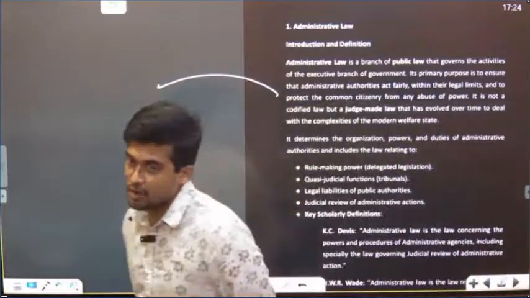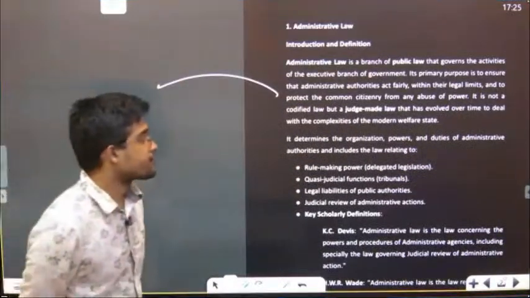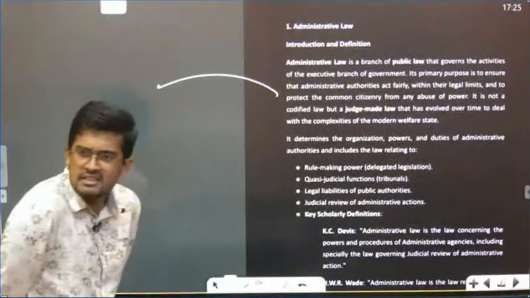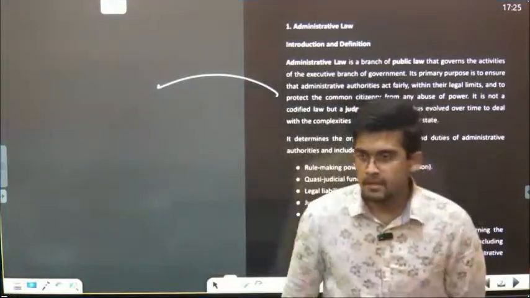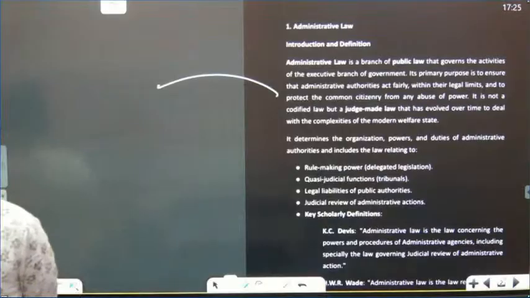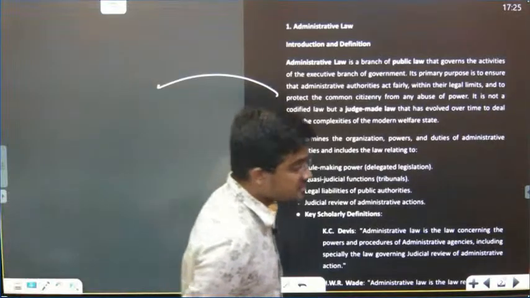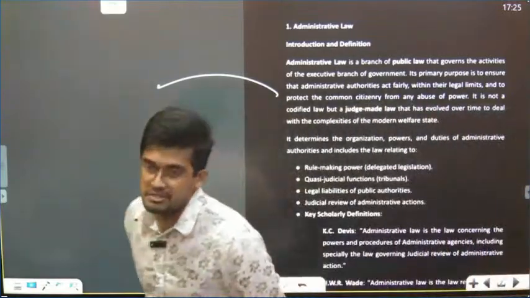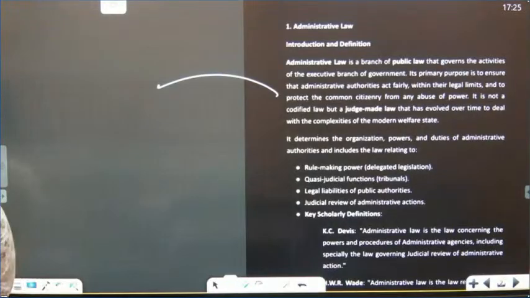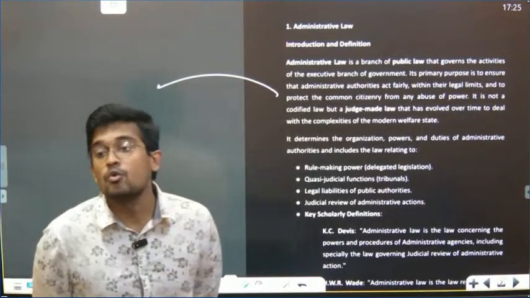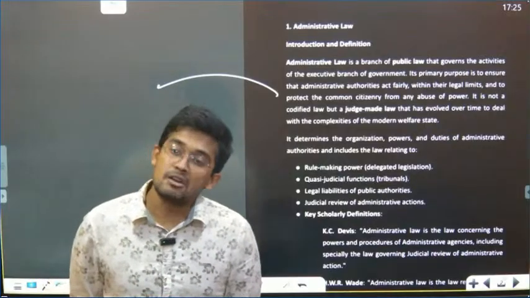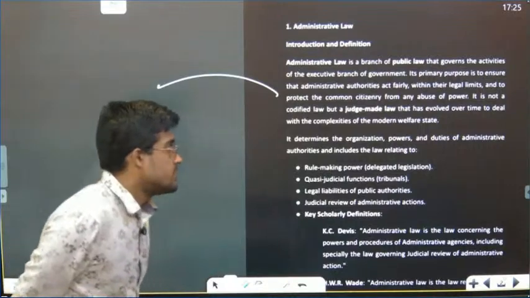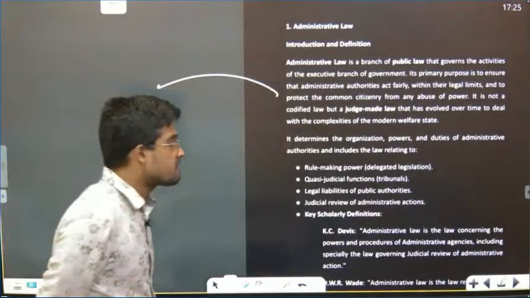Anything that ensures rule of law is part of administrative law. And to protect from abuse of power, it is not a codified law. It is not codified in India. It is basically a judge-made law. So judicial review is the very core element of administrative law, because people have rights against the government and they can go to the courts to enforce this. This is the power of judicial review. That is why it is considered the basic structure of the constitution.